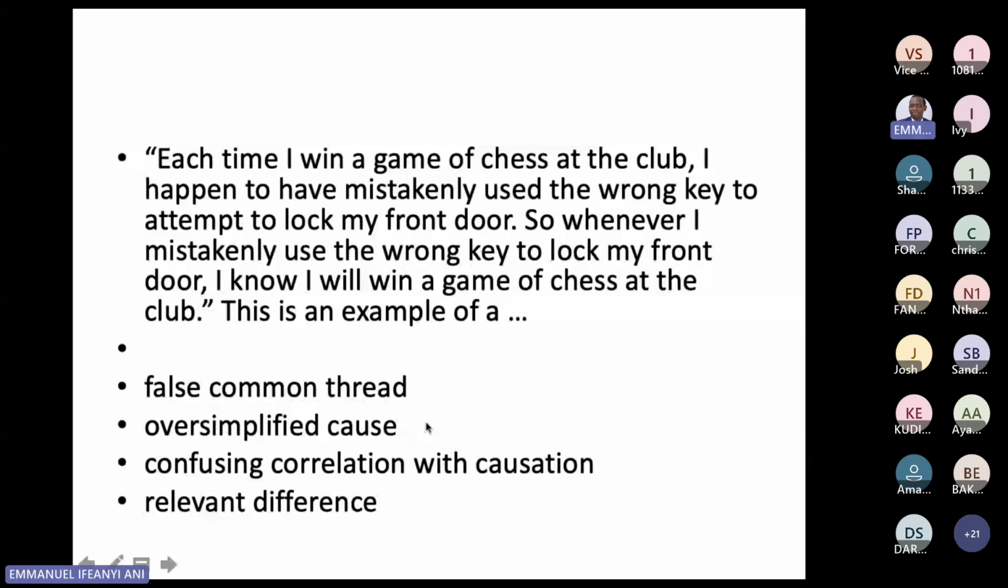Each time I win a game of chess at a club, I happen to have mistakenly used the wrong key to attempt to lock my front door. So whenever I mistakenly use the wrong key to lock my front door, I know I'll win a game of chess at a club. This is an example of what?